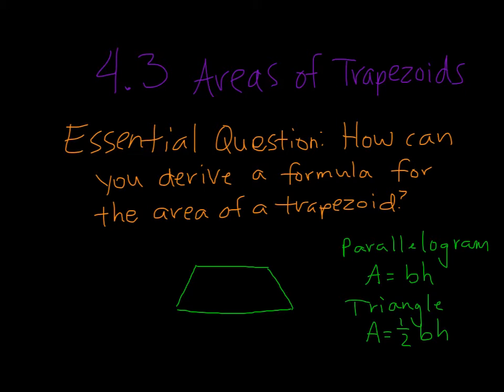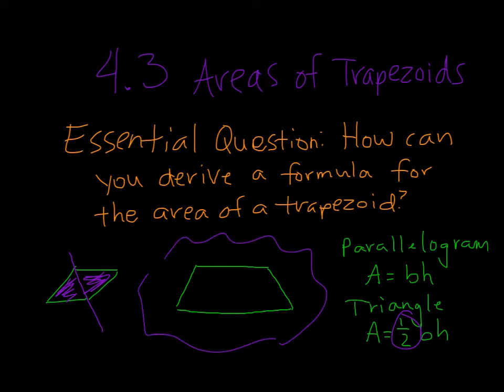Now, if you think about it, if I had a parallelogram and I were to split it in half, now I have two triangles. And that's where the half comes from. We derived a formula from a previous formula of base times height. Now we're going to be working with a trapezoid, and we need to derive the formula for this based off of what we had before. Well, we had base times height, and we had 1/2 times base times height.